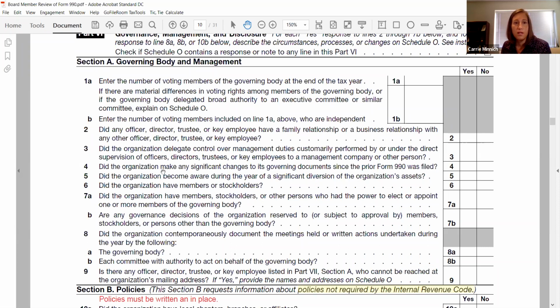Did the organization, line 4, did the organization make any significant changes to its governing documents? Again, so if you change your bylaws, if you change your articles, you can do that, that's fine. We just have to make sure that we notify the IRS of these changes.